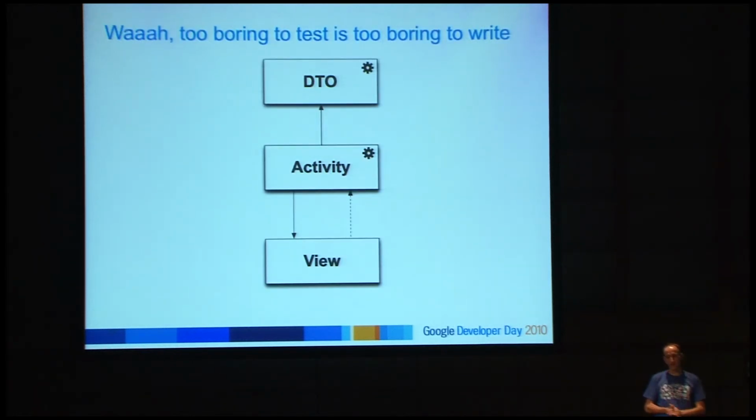So, too boring to test is really too boring to write. When we say too boring to test, that's because in the model view presenter pattern, we've made the DTOs extremely easy. They're very simple containers. There's no events. They're just a bag of properties. We've made the view very simple, and we only tested maybe once initially, and we use widgets that are well tested. The activity, that's where we do some of our customization.